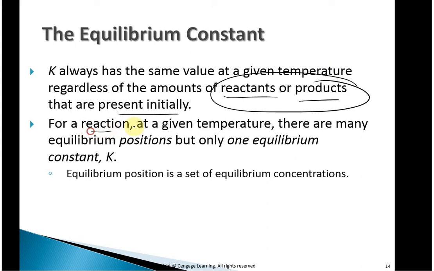Now for a reaction, because concentration doesn't matter, there are a lot of equilibrium positions depending on your starting concentration, but there's only one equilibrium constant. And you're going to see that in lab. No matter what solution you make, no matter what concentration of things you start with, the equilibrium constant, especially when you get to lab 8, is going to be the same no matter what. We'll get there.